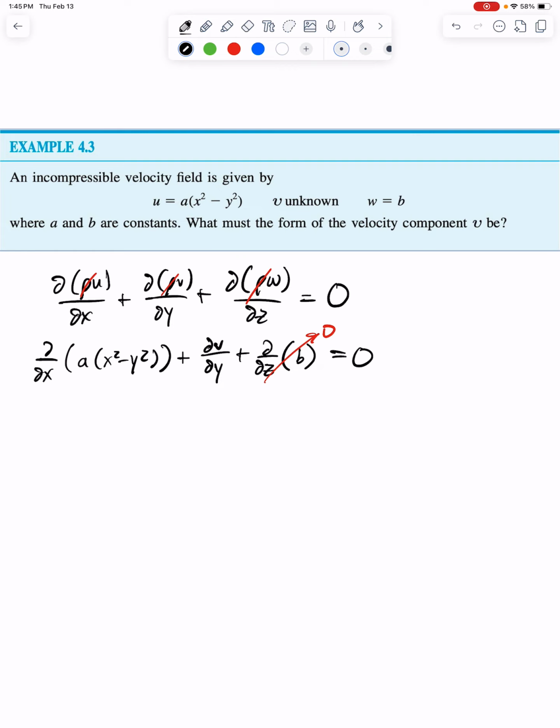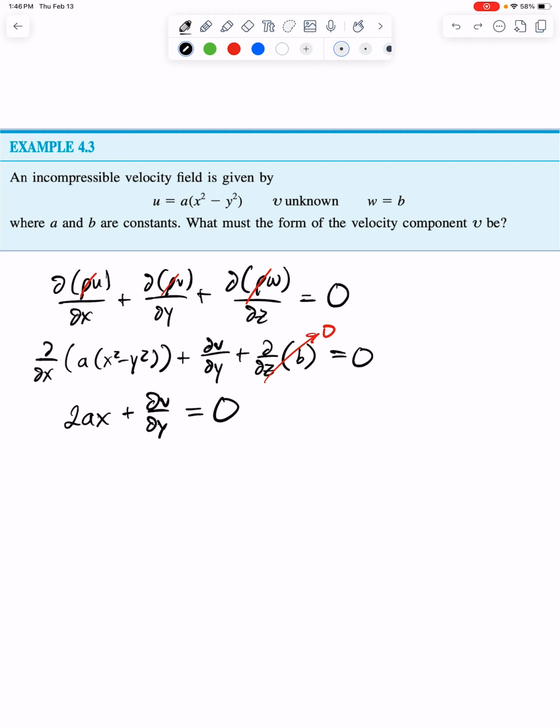Anyways, first term, derivative with respect to x. When I differentiate this equation, y is a constant, so I basically delete it. I get 2ax. My v term I still don't know, so I'll keep it as is. The last term is 0, and so it equals 0. I'm not going to do separation of variables, so I'm going to separate my differential term here, and basically I can then solve for the ODE that way.